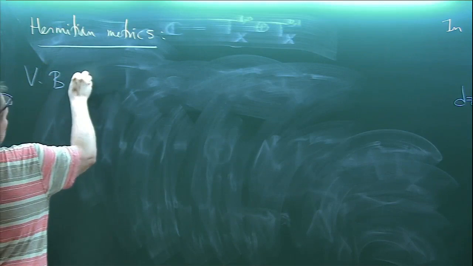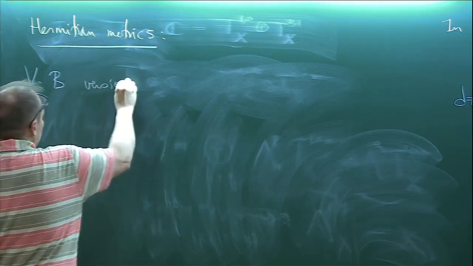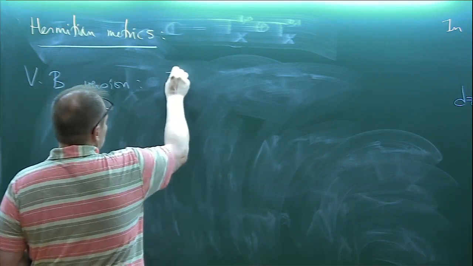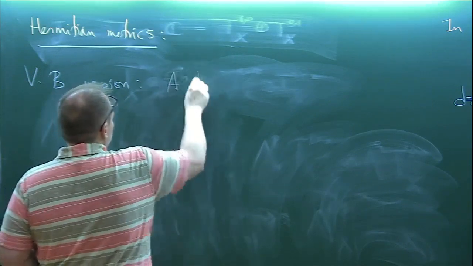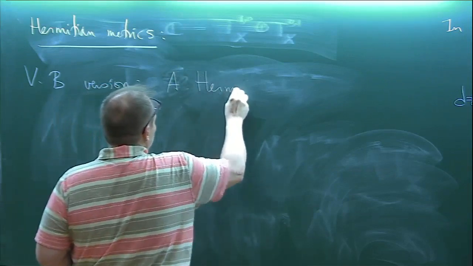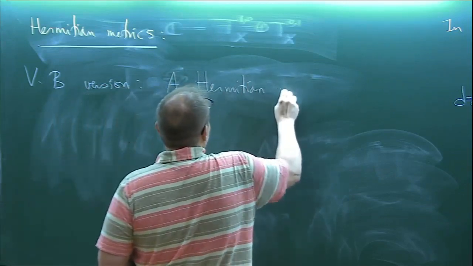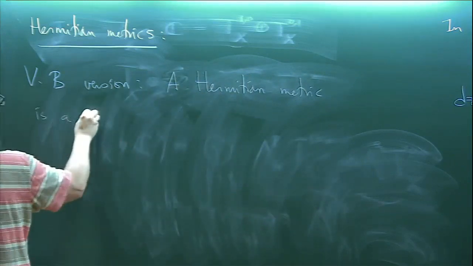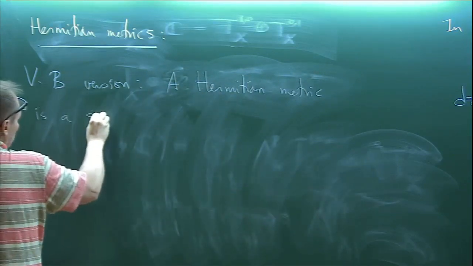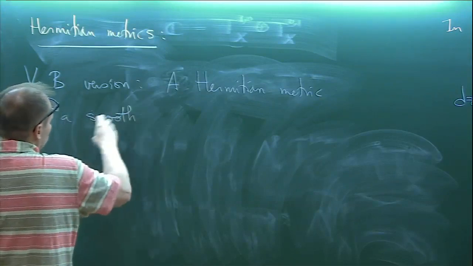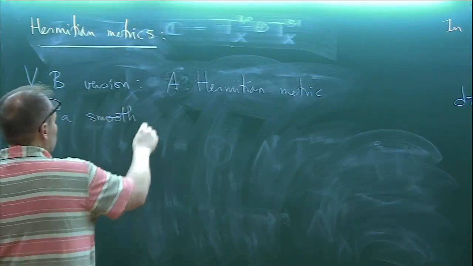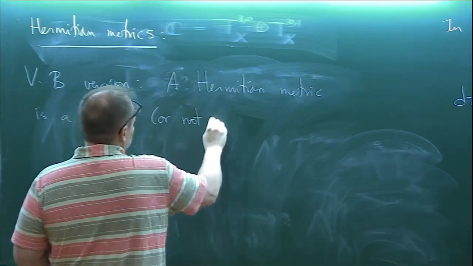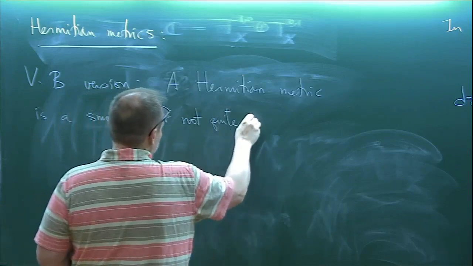Okay, so let's start with the quick one. Vector bundle version. I'm not going to say a lot about this. So this Hermitian metric is, I'll put smooth, but later on we'll talk about versions of these that are not quite smooth, but still have nice properties.